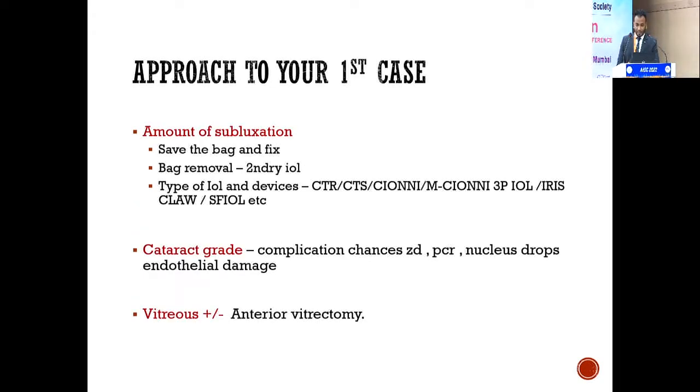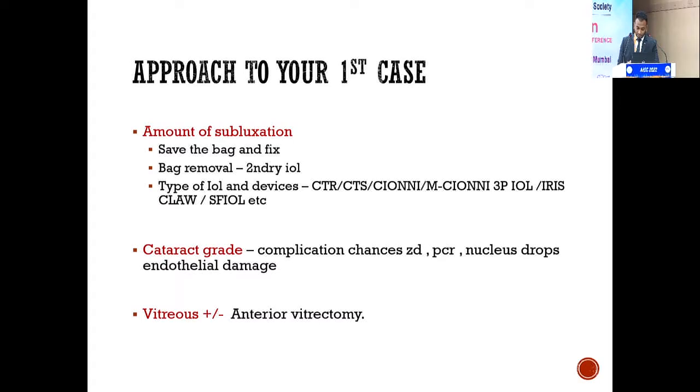So these are just practical steps where the approach to your first case is to identify the amount of subluxation, which is important. The goal is to save the bag and fix it. Bag removal, if it's to be done, and then you have to plan a secondary IOL. There are various types of IOLs and devices which have their own indications. The grade of cataract, as I said, is important because you don't want more complications in terms of zonular dialysis, extending the posterior capsular rents, nucleus drops, and various other things.